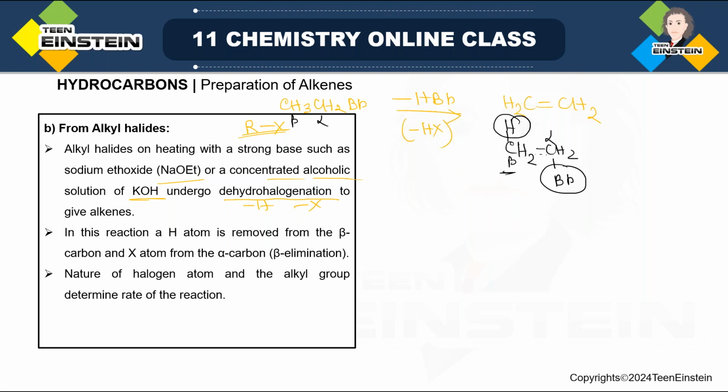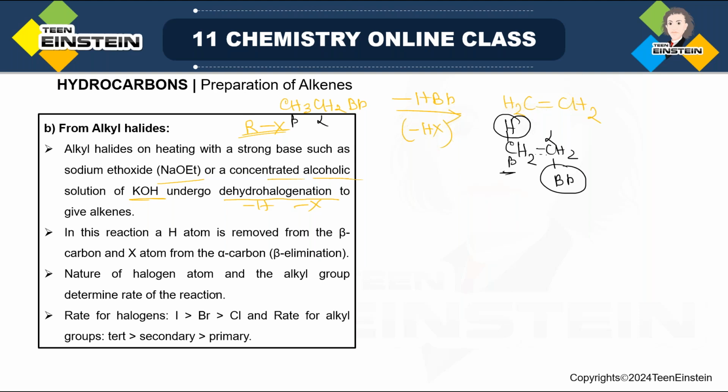So in that chapter you will get details of this elimination, that starting from alkyl halide there are different types of elimination mechanism, E1, E2, E1CB. So details you will get there in alkyl halide chapter, not here. Here we will just see the general mechanism of elimination.